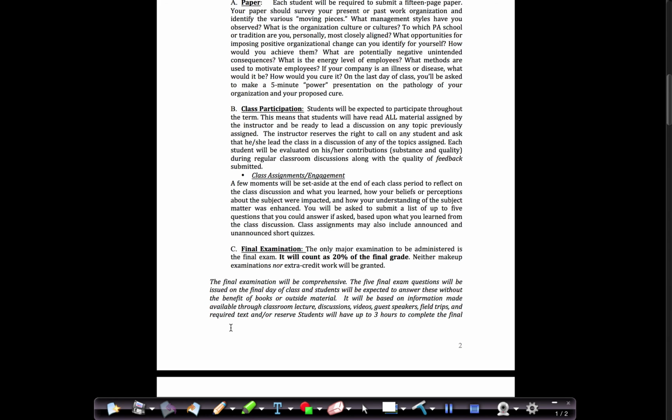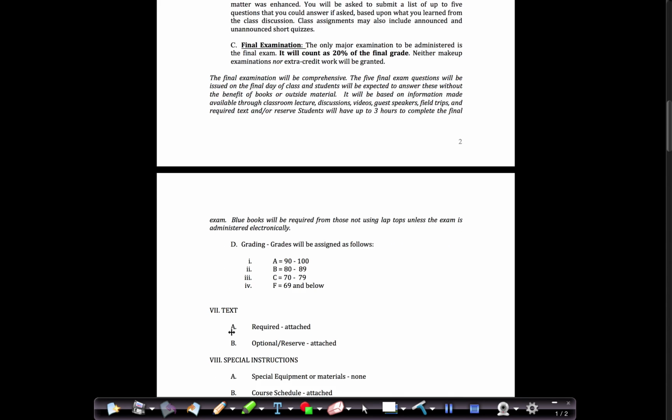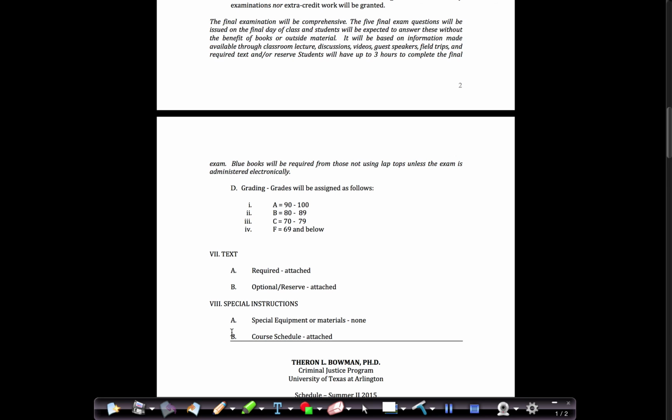It'll be based on information made available through classroom lecture, discussions, videos, guest speakers, field trips, and required text or reserved text. Now, students will have up to 3 hours to complete the final exam. Most students will want to do it online, and I make accommodations for students wanting to take the exam online. We'll talk more about that as the end of the term approaches.